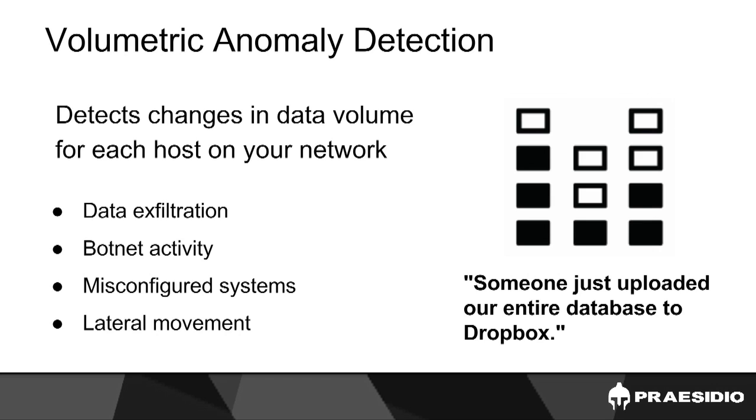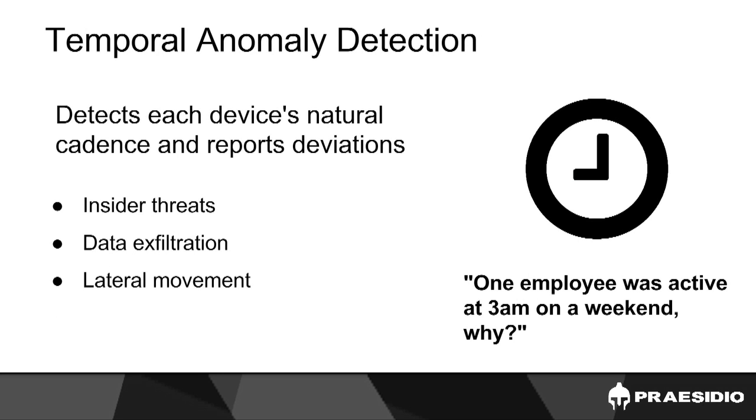So volumetric anomaly detection. This is going to catch the scenario of somebody just uploaded our entire database to Dropbox, right? Everybody wants to know when that happens. And this is going to detect those changes in data volume. Temporal anomaly detection. Looks like my time's up. Let me just finish up real quick. Like one employee was active 3 a.m. on a weekend. Why? It's a question you want to know about.